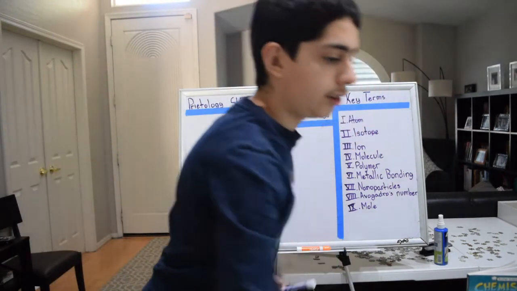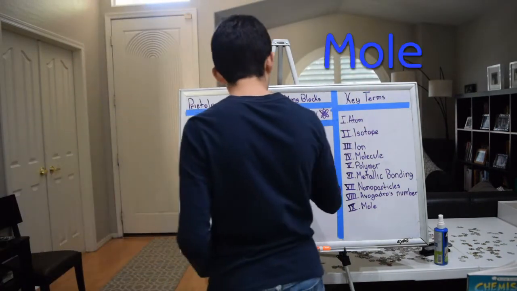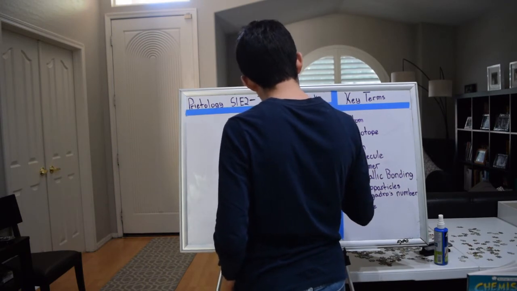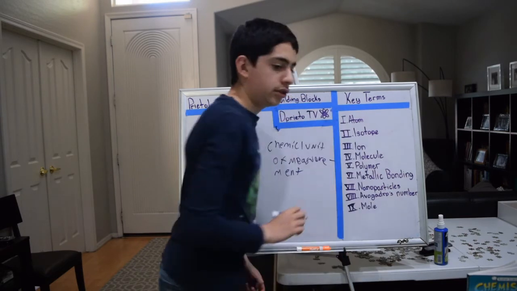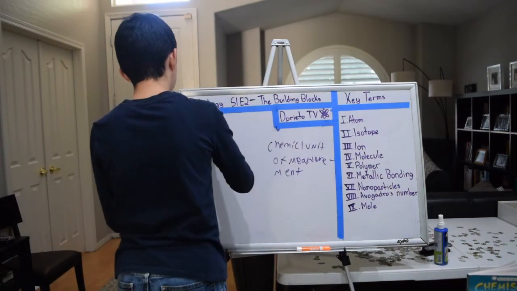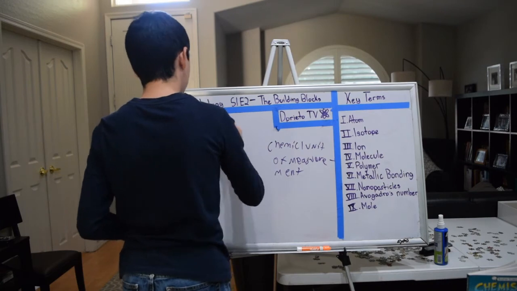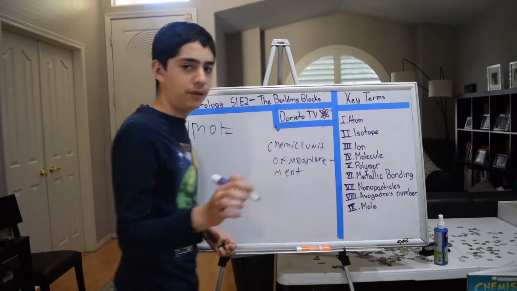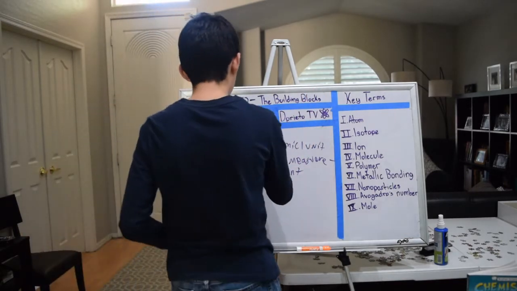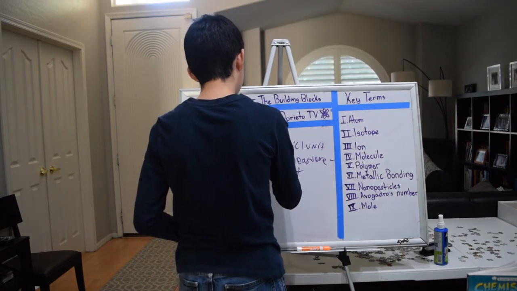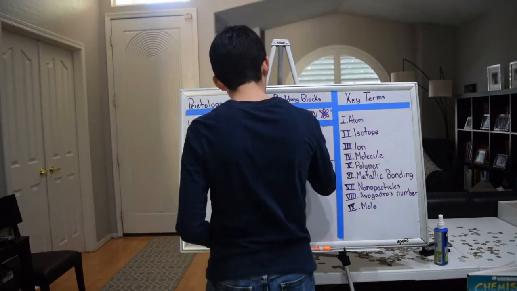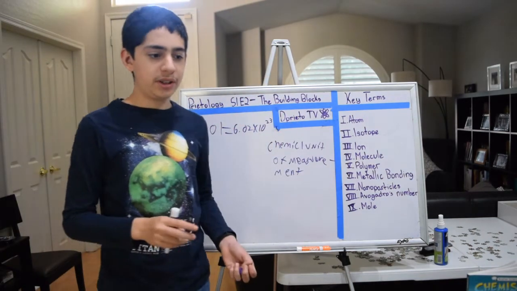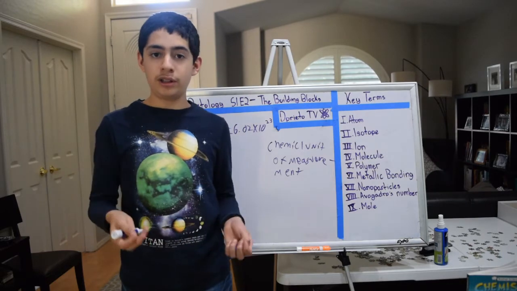Okay, so our next term is mole. Mole is a chemical unit of measurement. So 1 mole is represented with just lowercase m-o-l. 1 mole is equal, I don't think you need to know this number, but 1 mole is the Avogadro's number. If you want the Avogadro's number simplified down, it's 6.02 times 10 to the power of 23.